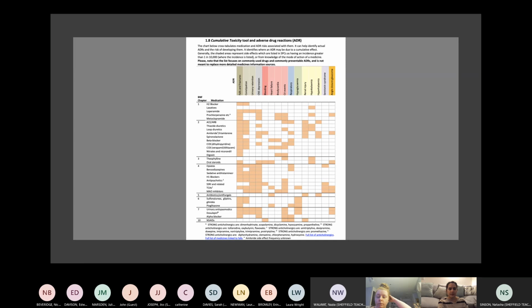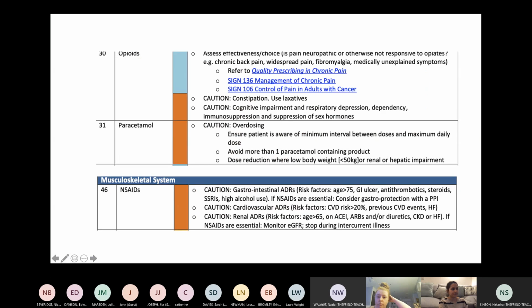This table, again, goes through the different sections of the BNF, and down here is where there are opiates, and then at the bottom there are NSAIDs. If you go across the top, it talks about the cumulative burden that these medications cause. So it could be to do with respiratory problems or bleeding, etc., and where they will accumulate to cause that high burden, essentially. So again, it's just something to have a look at when you look at the document.